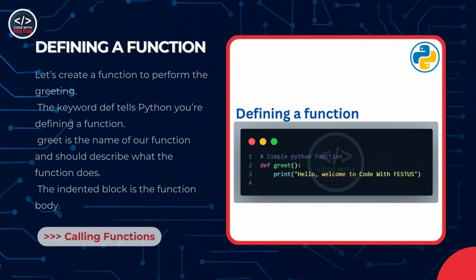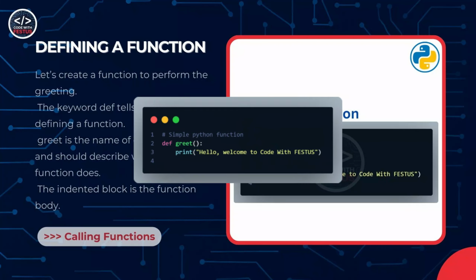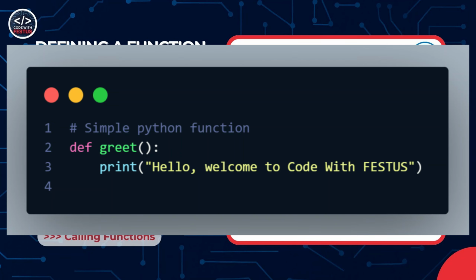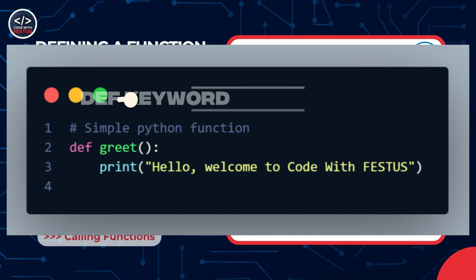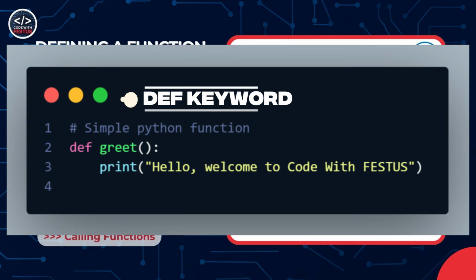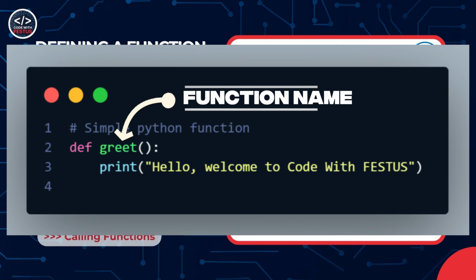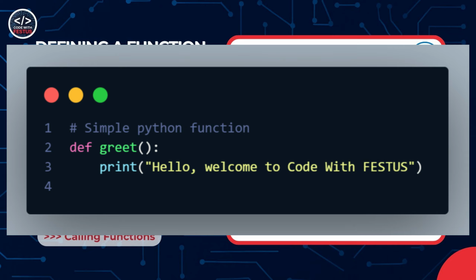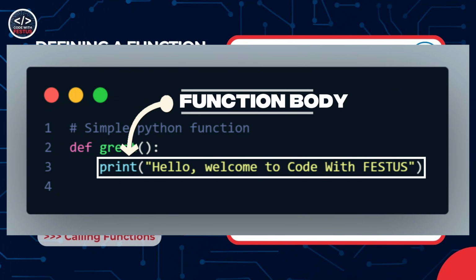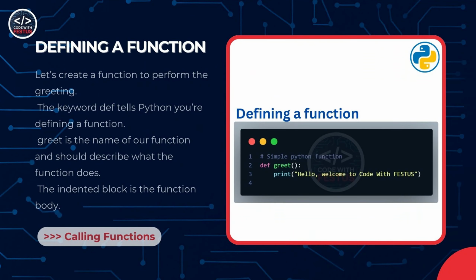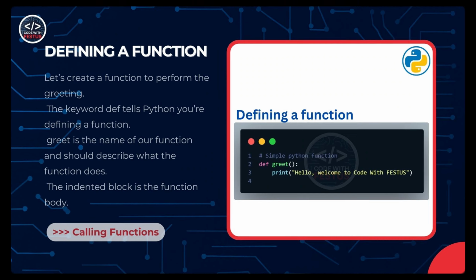So how do we define a function? Now let's create a function to perform the greeting. def greet, open and close parenthesis, colon. Print, inside, indent, "Hello, welcome to Code with Festus." The keyword def tells Python you are defining a function. greet is the name of our function and should describe what the function does. The indented block is the function body. Defining a function does not run it. It simply tells Python that this function exists.